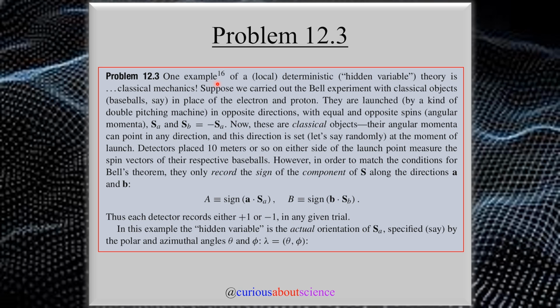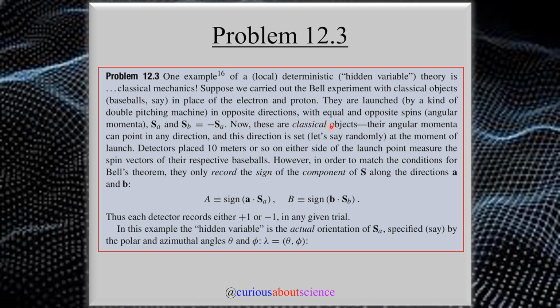So one example of a local deterministic, quote, hidden variable theory is classical mechanics. Who would have thought? Suppose we carried out the Bell experiment with a classical object, baseballs say, in place of the electron and proton. They are launched by a kind of double pitching machine in opposite directions, with equal and opposite spins, angular momenta. So S_A and S_B, which is equal to negative S_A.